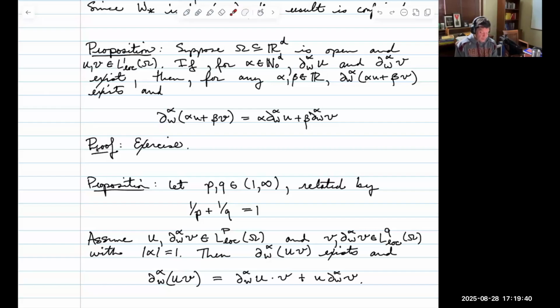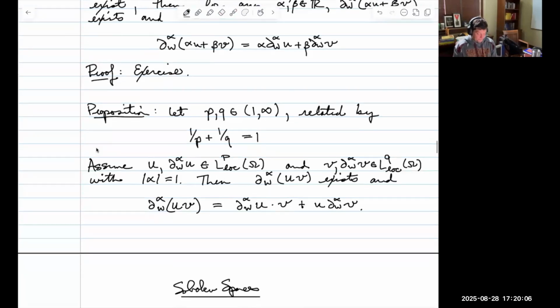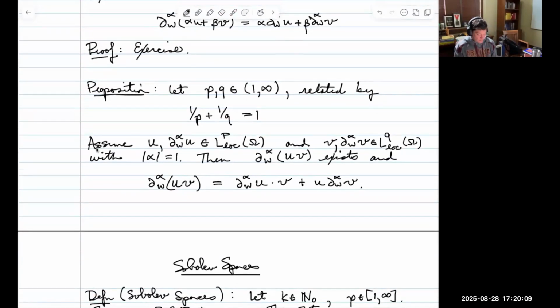What else? So the product rule still holds as well. If I know that u and v, the weak partial derivative of v of order alpha are LP-loc functions, and v, let's see, did I write that the correct way? I think it has to be that way. So let me think about that. Yeah, okay.